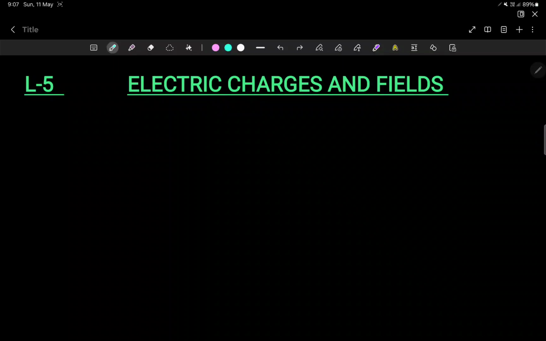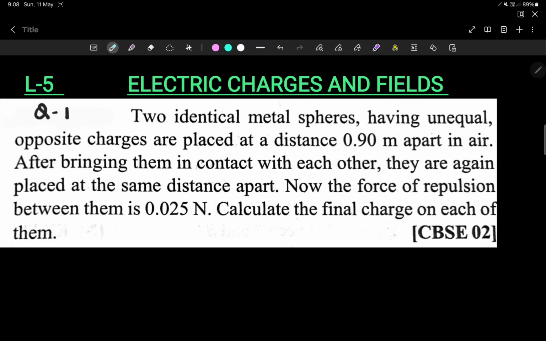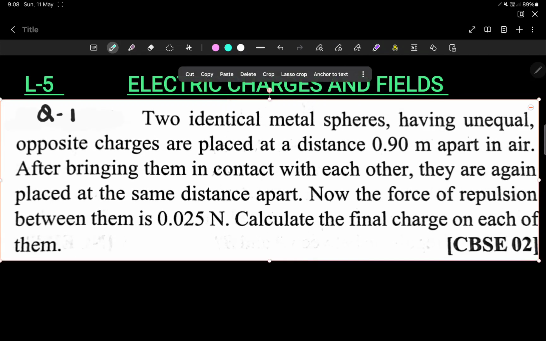Hello everyone. Welcome to lecture number 5 of Coulomb's law numerical part 2. In today's class we will discuss the remaining numericals based upon Coulomb's law.